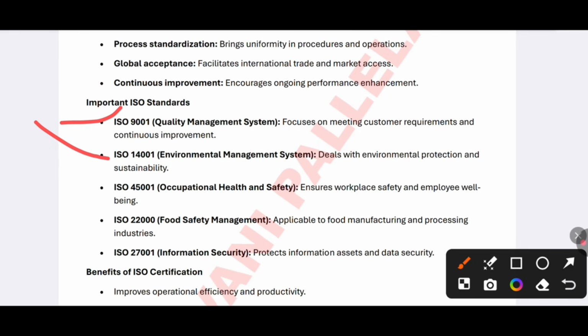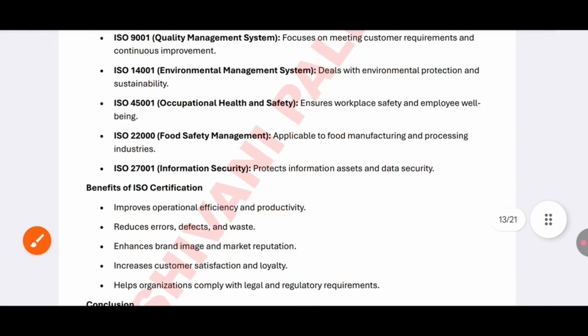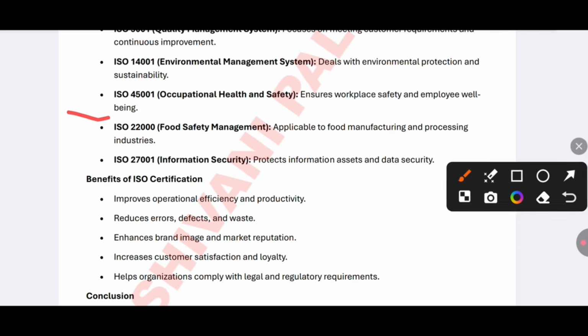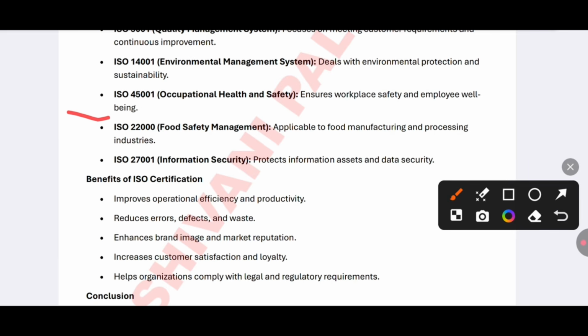So you should have environmental protection along with sustainability. According to ISO 45001, that is occupational health and safety, giving security and safe working conditions to the employees at the workplace also. Next one, ISO 22000 is for food manufacturing and the processing industry. For that kind of industry, these are the rules.